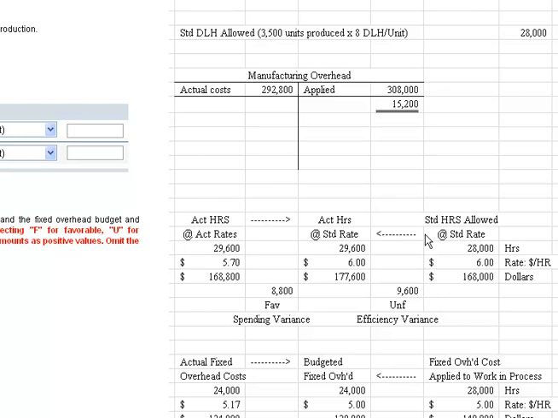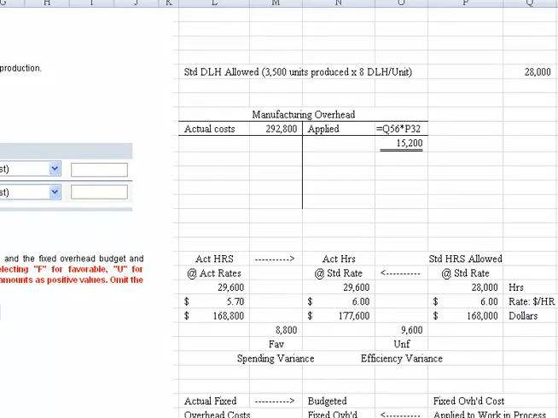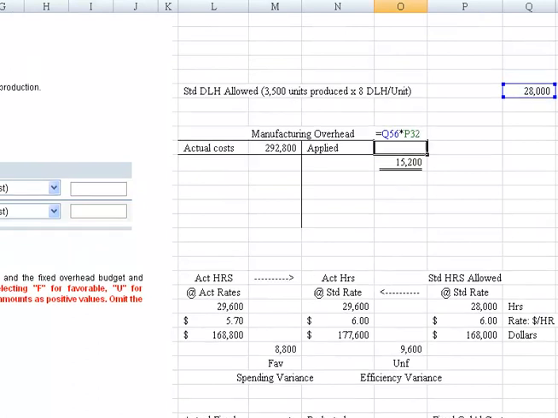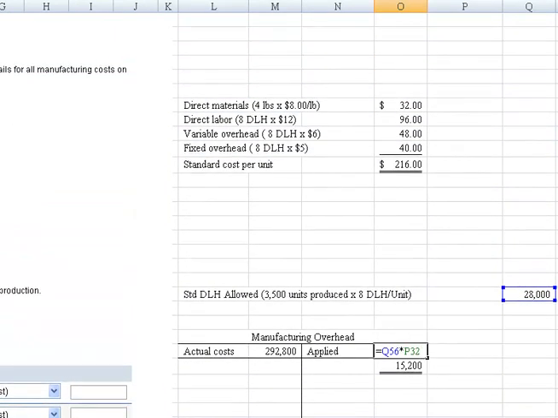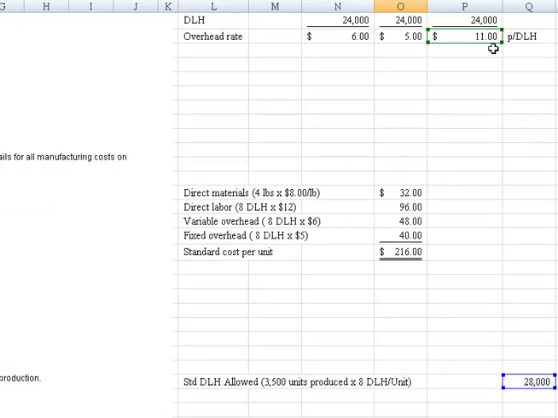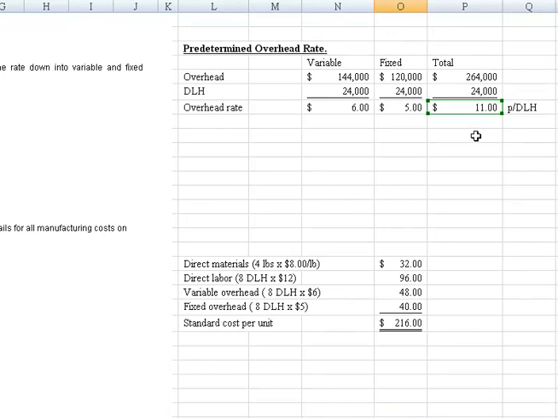Okay, then on the applied, we would have to take the 28,000 of standard direct labor hours allowed that we just calculated in requirement 3A and multiply it times the value we have sitting in Q56. Q56 is the 28,000. We need to multiply that by what we had in P32, and if I slide this up, I'll show you what's in P32. And there's the cell in P32, which was the total overhead rate.